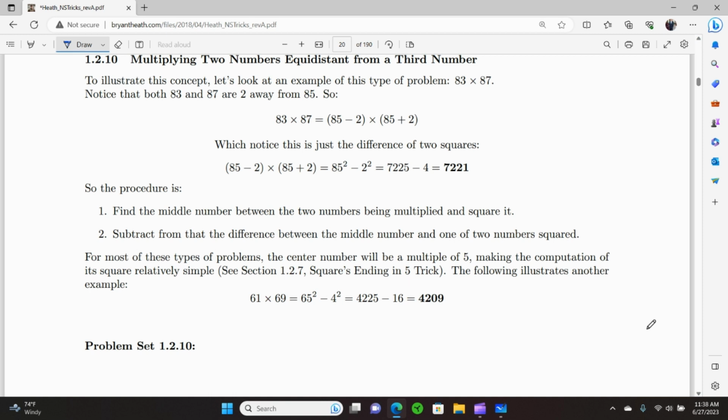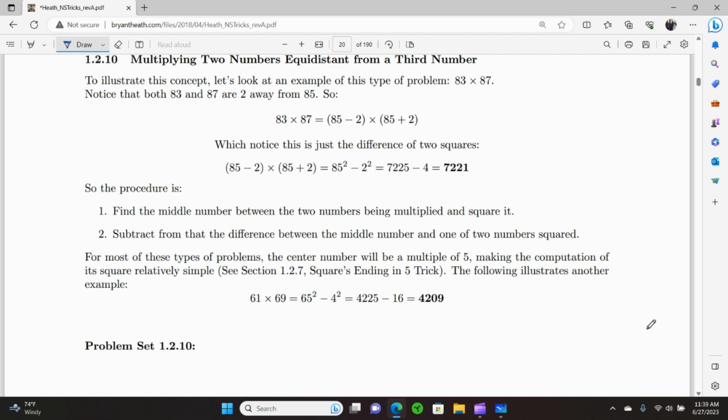Today's lesson is going to be 1.2.10, multiplying two numbers equidistant from a third number. I'm excited about today's lesson because in my eyes, this lesson is the bread and butter of multiplying on the number sense test. I can't tell you how many times on the first column and the second column that I have seen multiplication problems involve in some way or another equidistance.